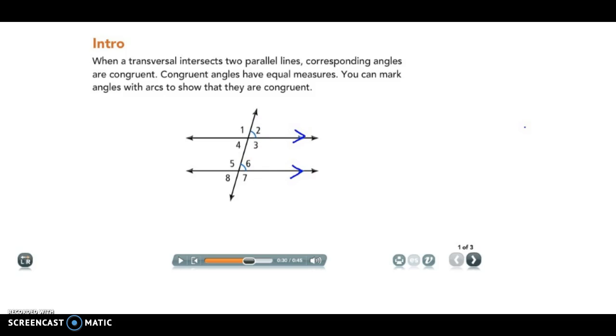So if angle 2 is, say, 85 degrees, then angle 6 is going to be 85. They mark them with one little line showing you that these two are both congruent. Then you're going to notice if you want additional lines, check other angles, like angle 1 and 5. When we show that they are congruent, we're going to put two lines there, and that just shows that both of them are congruent as well. So the number of little arcs that we have are going to show which ones are congruent to each other.